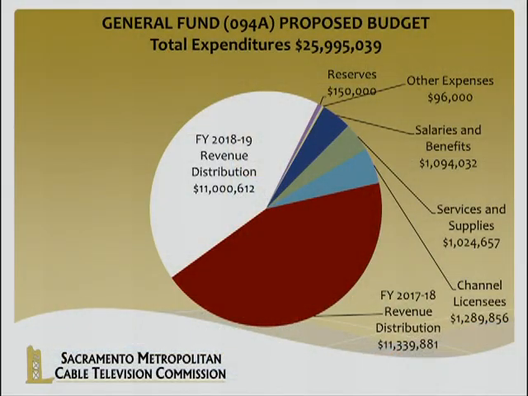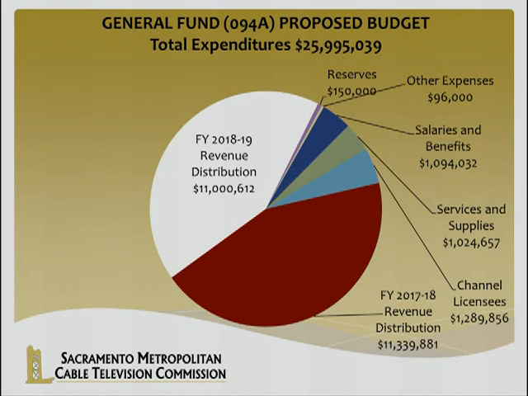This pie chart is a representation of the entire budget. Total expenditures are 25.99, I would say averages to 26 million. It's a lot more than we're used to, so let me explain that from the offset. You see two big pieces of the pie, and they are related to the revenue distributions to the member agencies.